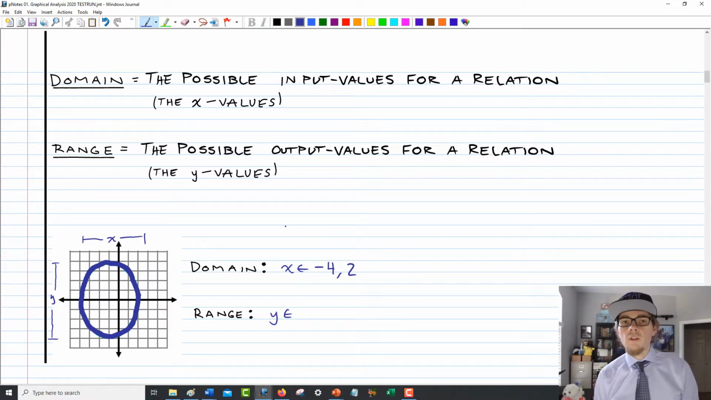Now the question might be, should this be an open interval or a closed interval, or what types of brackets should we have? There are no dots drawn in here, but it looks like it's actually existing right there.